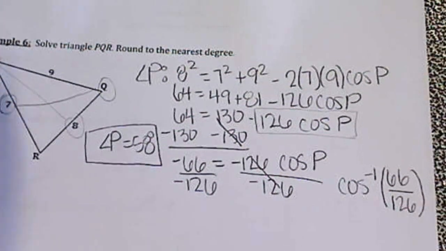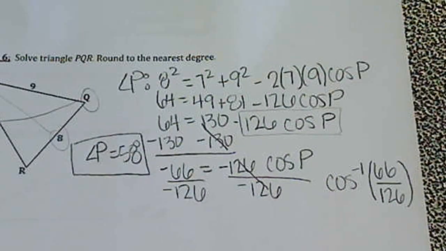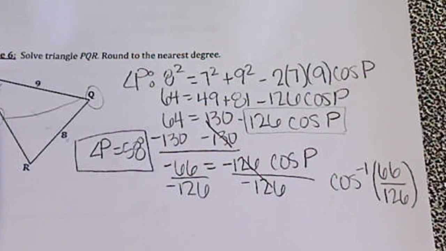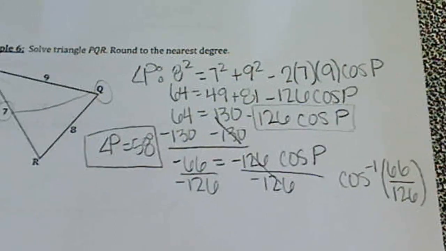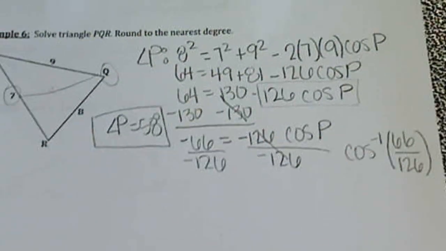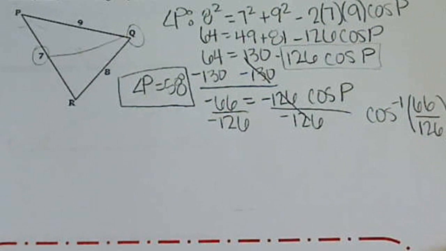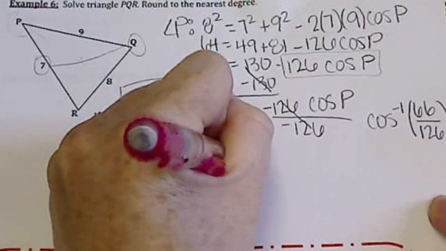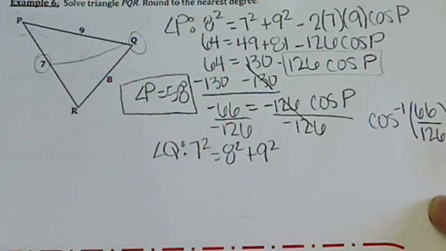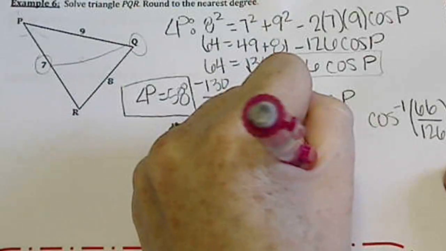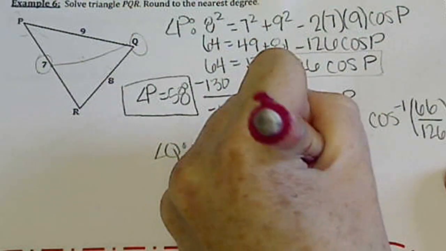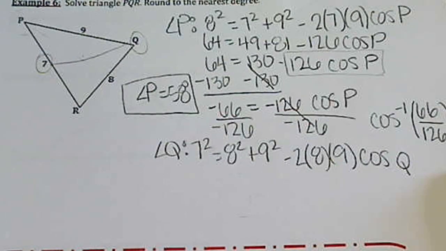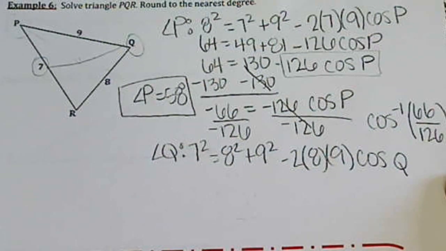Okay, angle Q goes to the 7. So if you want to use a different color, if you didn't use pencil. Okay, so angle Q goes to 7. So my equation is, yes, 7 squared equals 8 squared plus 9 squared minus 2 times 8 times 9 times the cosine of Q. You go ahead and simplify that.